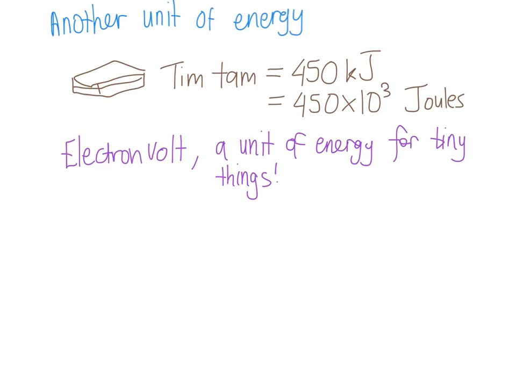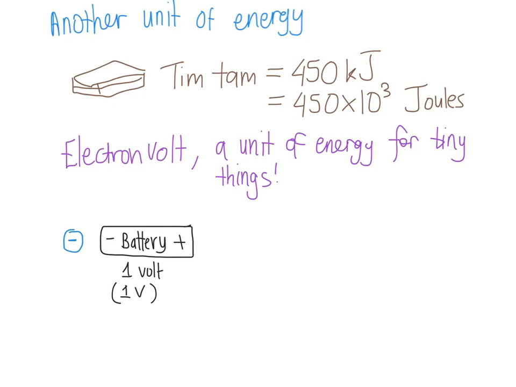And why is it called an electron volt? Well, long story short, if you had a battery and your battery was 1 volt, and you had an electron and you sent it from one side of your battery through your battery to the other side, then that electron would have gained 1 electron volt of energy. 1 electron, 1 volt, 1 electron volt.